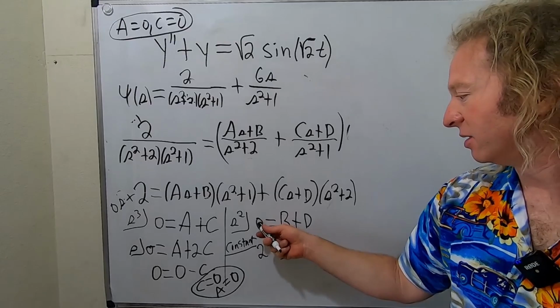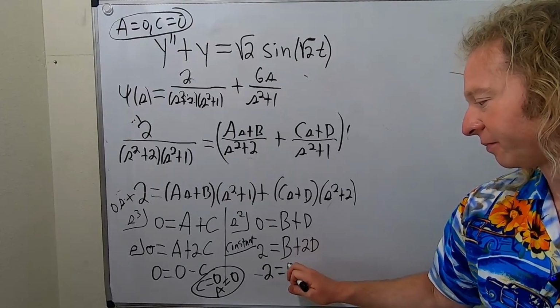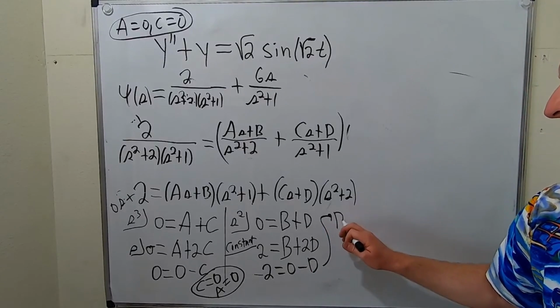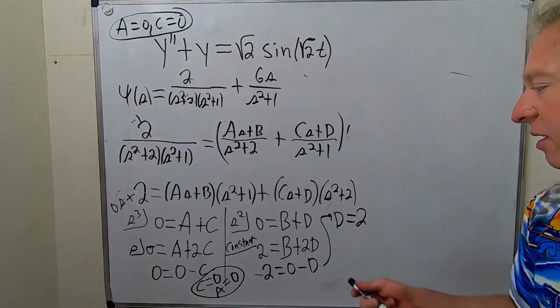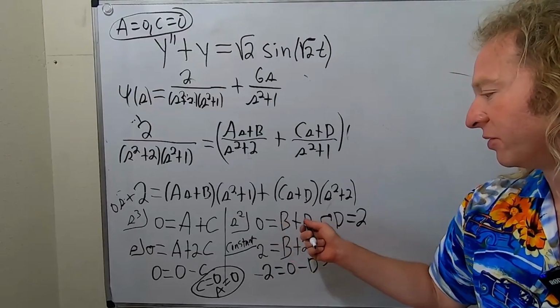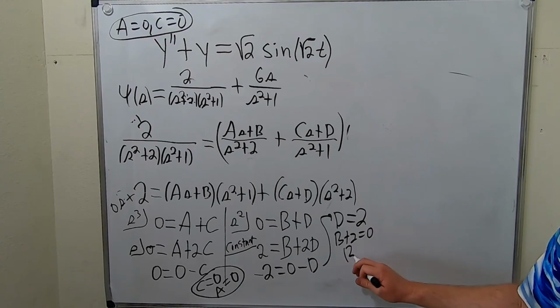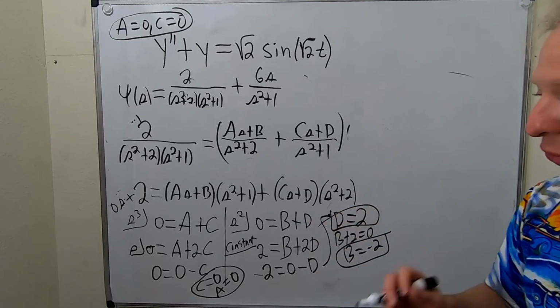Now we can do the same thing here. We can subtract. 0 minus 2 is negative 2. b minus b is 0. d minus 2d is negative d. Oh, look at that. So d equals 2, because negative 2 is negative d. Then you plug it back in here, you get b plus 2 equals 0. So b is negative 2. Boom. That worked out really nice.